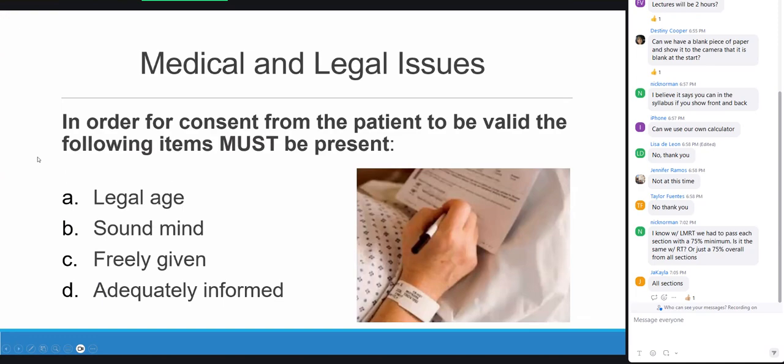Now, in order for an informed consent from the patient to be valid, they have to be of legal age. They need to be of sound mind. Their consent must be freely given, and it must be given after they are adequately informed of all risks. They have to be adequately informed of the procedure itself, everything that's going to be taking place during the procedure.